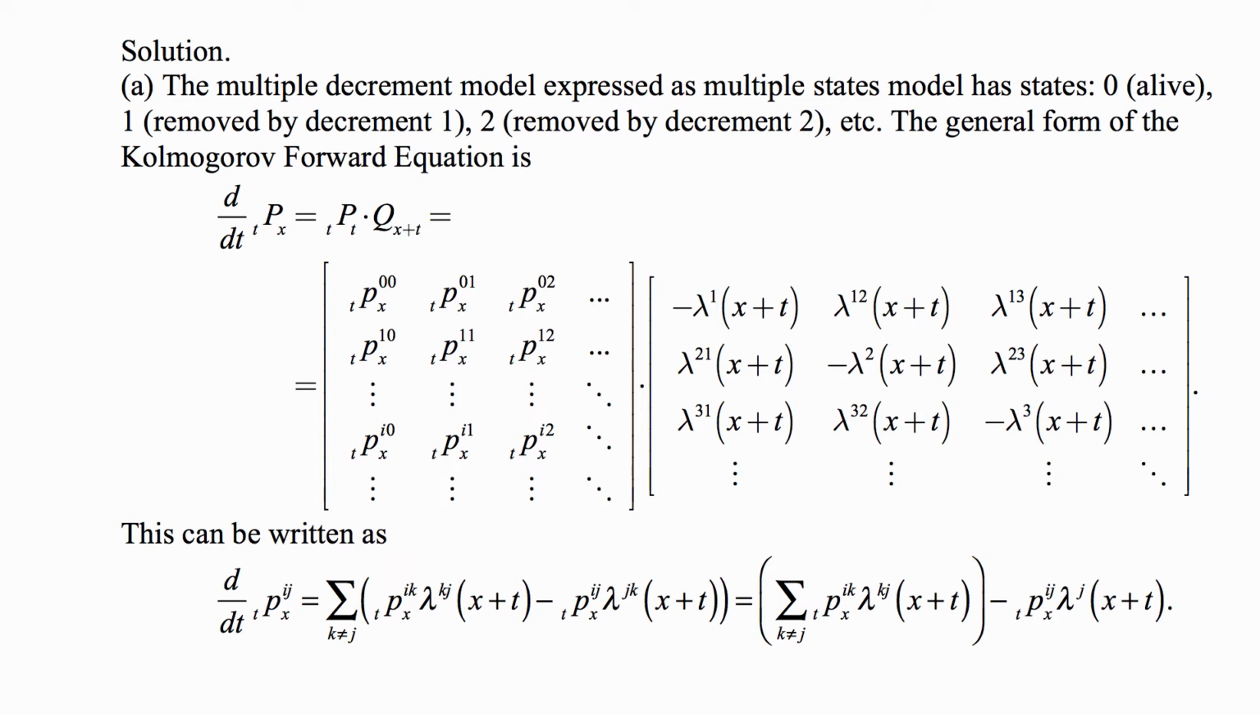For part A, the multiple decrement model expressed as a multiple states model has states 0, alive, 1 removed by decrement 1, 2 removed by decrement 2, and so on. The general form of the Kolmogorov forward equation is the derivative with respect to t of t p x, a matrix of transition probabilities, is equal to that matrix times the matrix of intensities of transition. And there you have the same thing written in the matrix form.